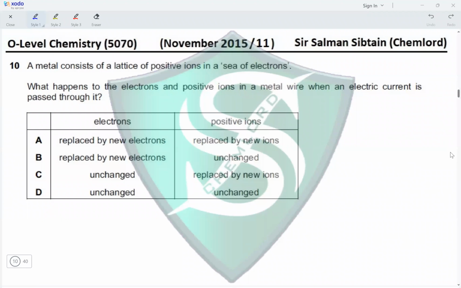Question 10. A metal consists of a lattice of positive ions in a sea of electrons. What happens to the electrons and positive ions in a metal wire when an electrical current is passed through it? So, electrons will move, so they will be replaced by newer electrons. So, this eliminates options C and D, which say electrons remain unchanged. So between options A and B, the next column asks for the positive ions. Option A says replaced by new ions, which means the positive ions would move, and B says they remain unchanged. Therefore, A is eliminated because the positive ions stay in their place, they do not move. That means they remain unchanged, making option B the correct option for this question.